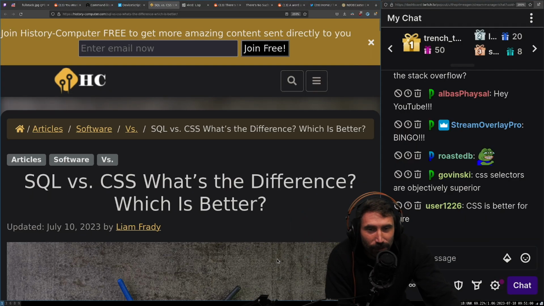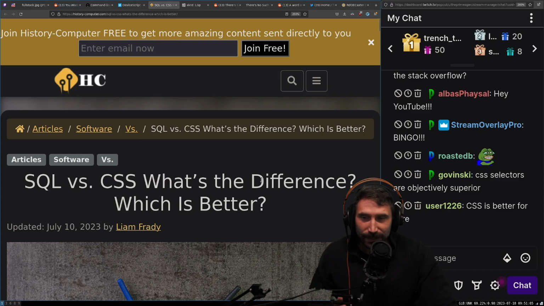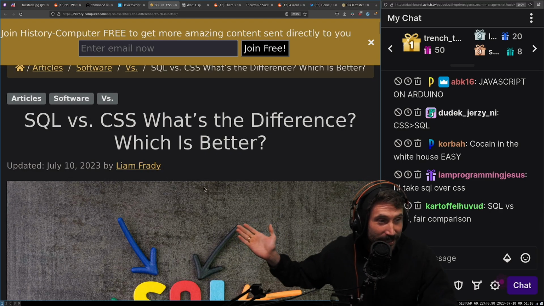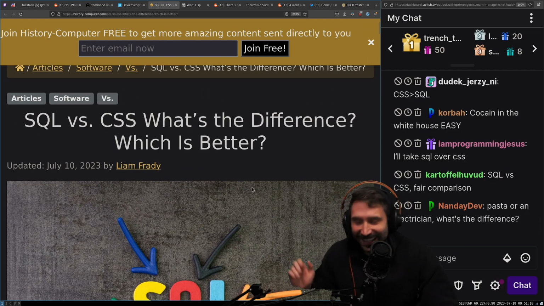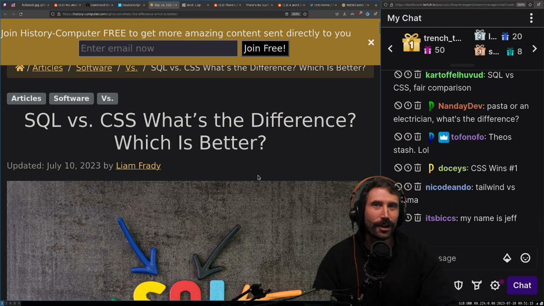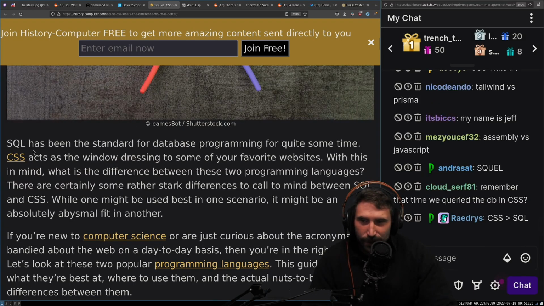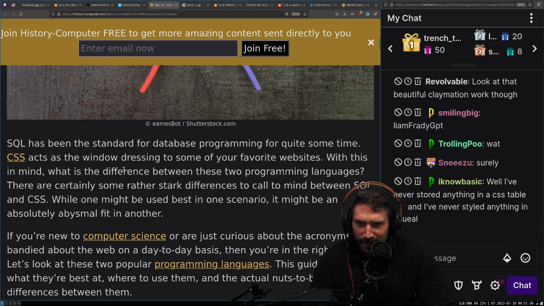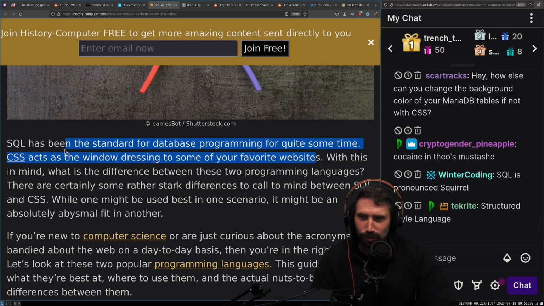Okay, obviously we're about to get ChatGPT'd, but this is just too exciting because someone literally put their name on this. Two truths and a lie: Theo has a mustache, there's cocaine in the White House, and CSS versus SQL is going to be a real article written by a real human. SQL has been a standard for database programming for quite some time. CSS acts as the window dressing for some of your favorite websites.